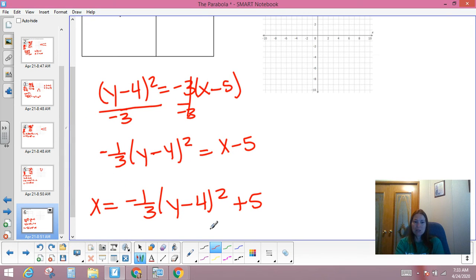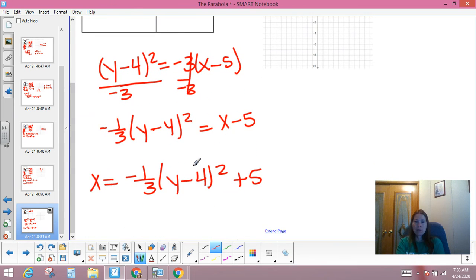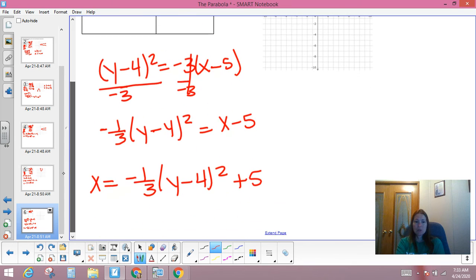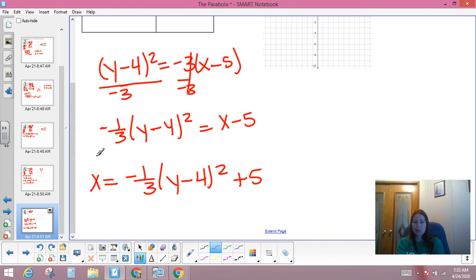Okay, so this is an x equals. So it's going to go left or right. And it's a negative, which means it's going to go to the left. So it's going to open like this. The vertex is going to be 5, 4. And again, I know that it's that order because 4 is a y. So it's got to be x, y. So 5, 4. Axis of symmetry is going to come out of here. So y equals 4.